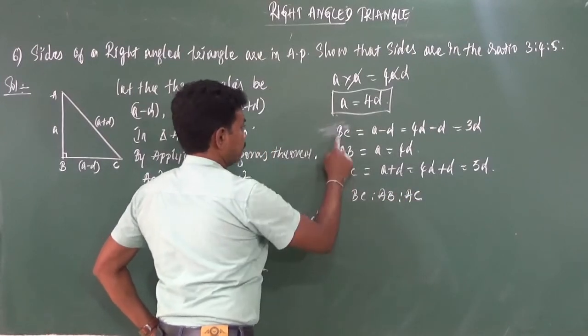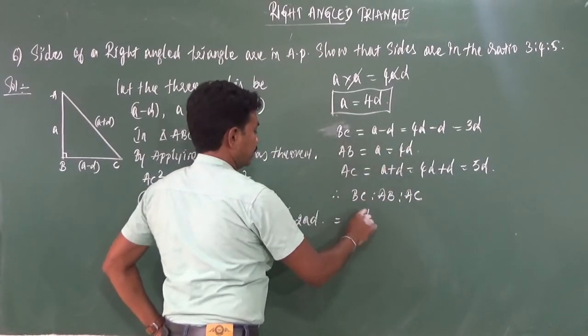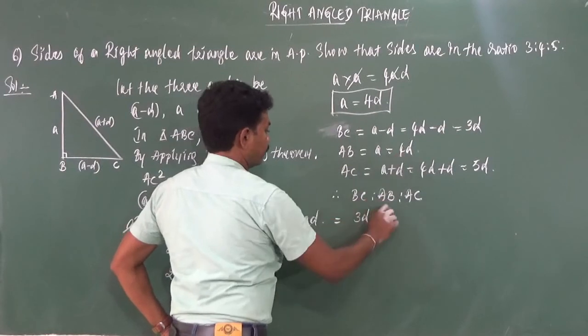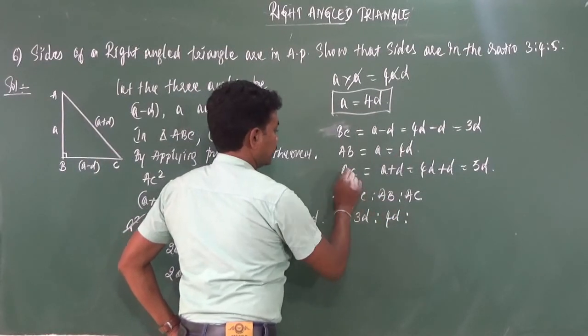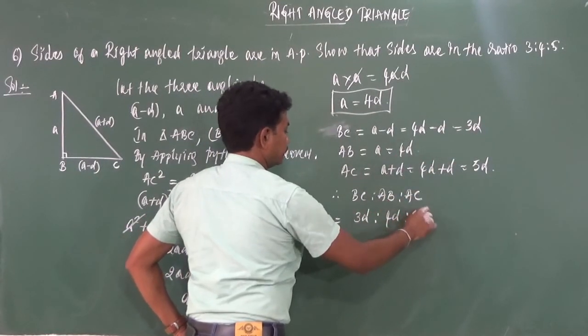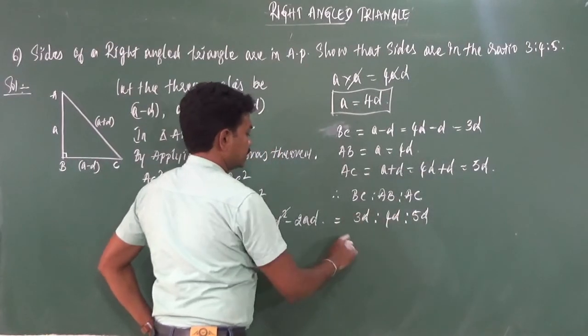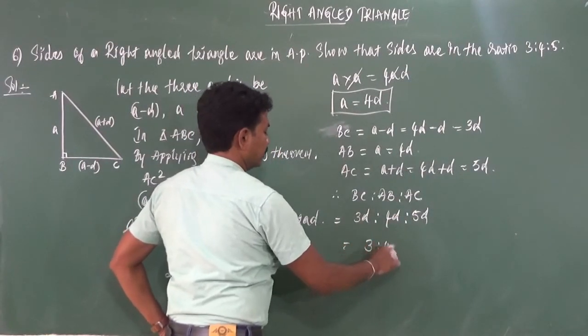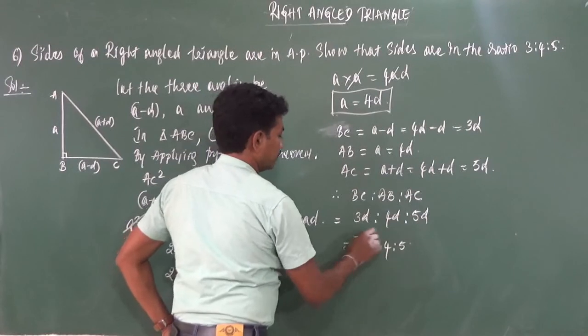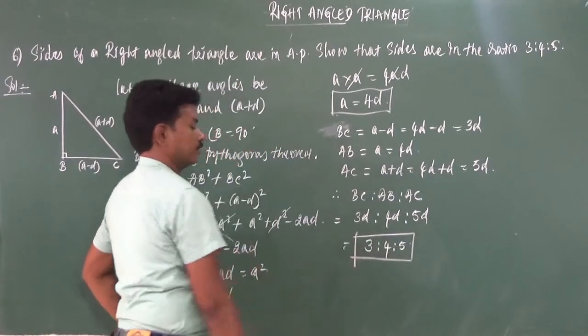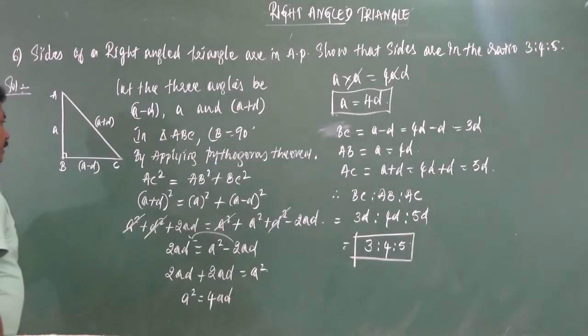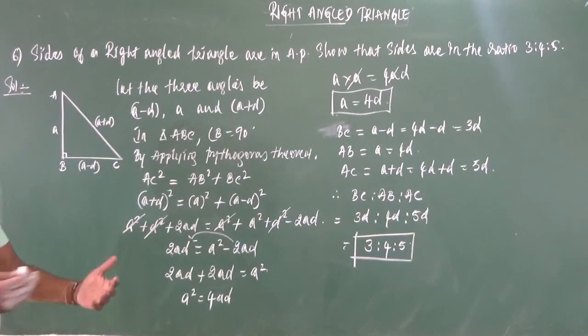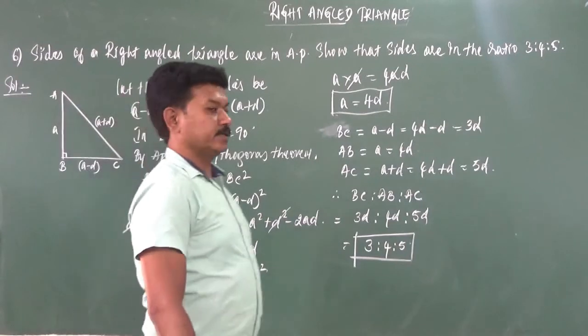So therefore BC is to AB is to AC can be written as BC is 3D and AB is 4D and AC is 5D. So D and D gets cancelled. So remaining thing is 3:4:5. The sides are in the ratio 3:4:5. So this is the connection between the Pythagoras theorem and arithmetic progressions, right?